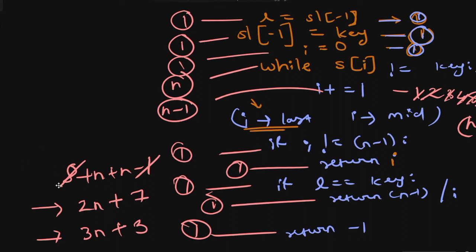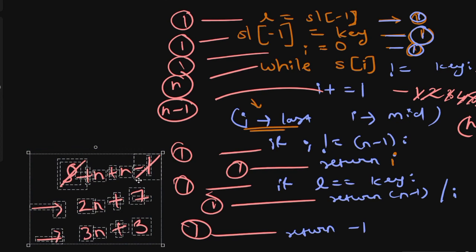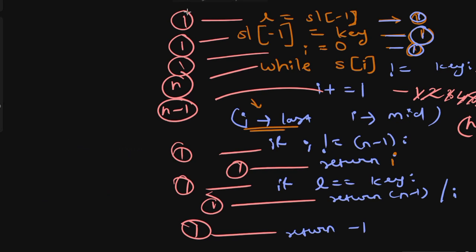So let me just recompute this. What I did was I calculated this once and I got 8. After getting 8, I computed all the ones, so basically it gave me 8, and after 8 I computed this n and n minus 1. Basically, if I compute, it is 2n plus 7. So this is the time complexity I get for sentinel search. And if you can recall, the linear search time complexity was 3n plus 3.